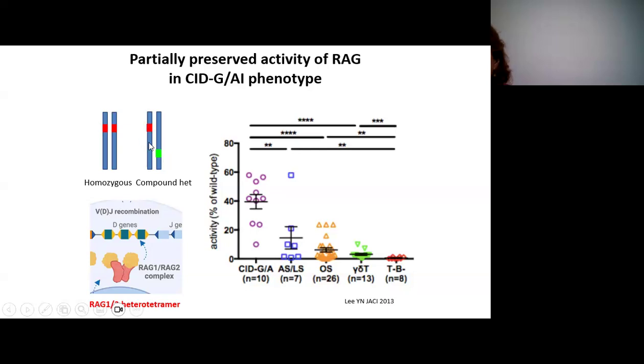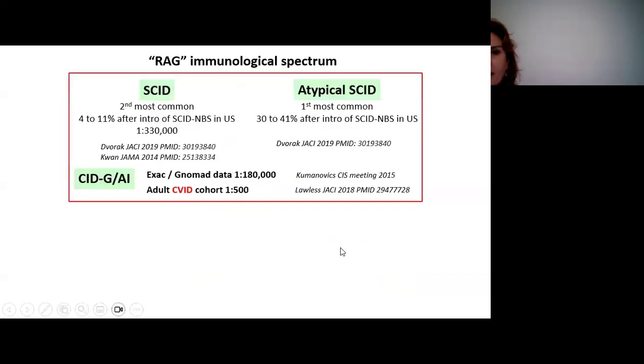And those recombination activities tend to combine in a way to give the final activity level in the patient. And the CID patients can have as high as 40 to 50% recombinase activity. So just half of normal. That's pretty impressive, because we are not talking about a zero recombination activity that you can see in SCID, or a 5% as is seen in Omenn syndrome.